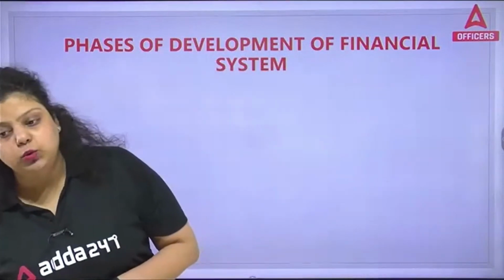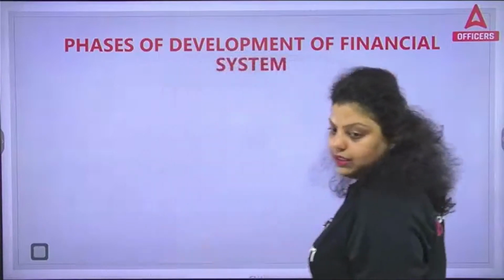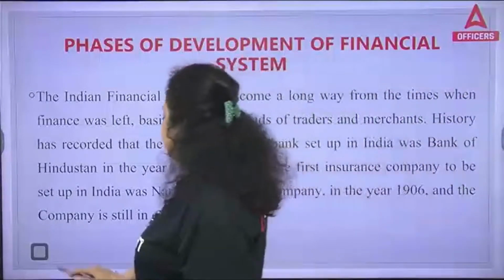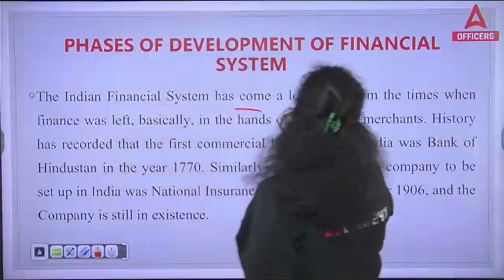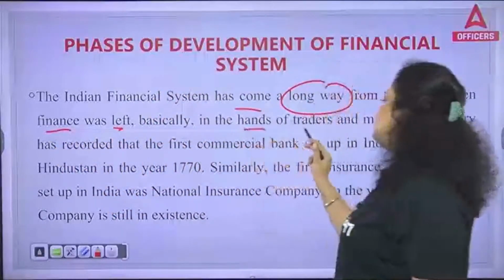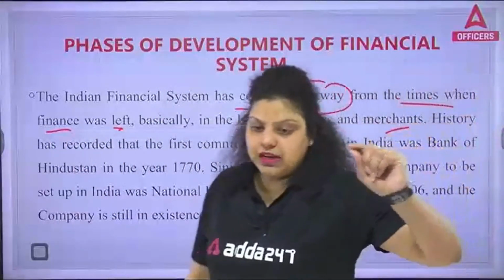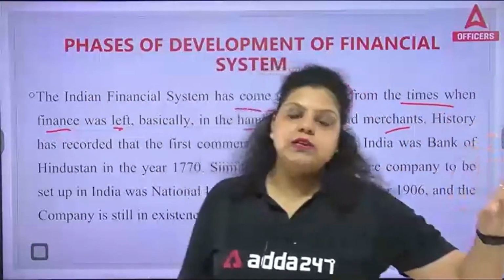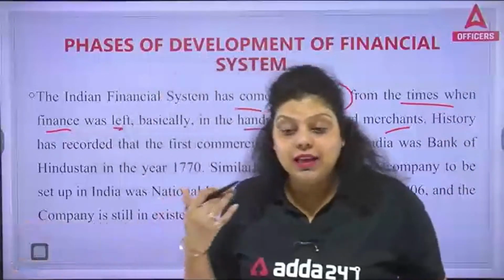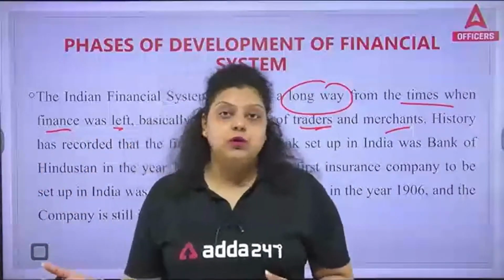Very good. There are two types of market, the debt market and the equity market. That's correct. Now the development stages. You can see that the Indian financial system has come a long way from the times when finance was left in the hands of traders and merchants, and that was the informal financial system. They were deciding by themselves whatever they wanted, such as what rate of interest to charge.